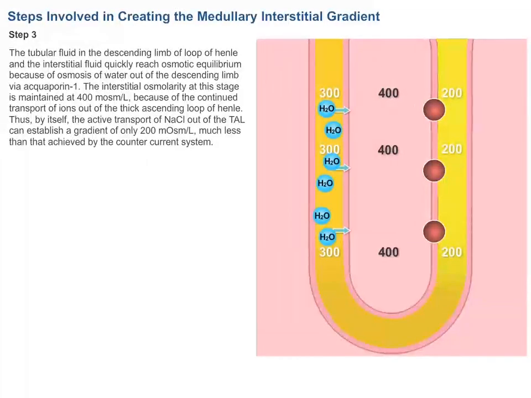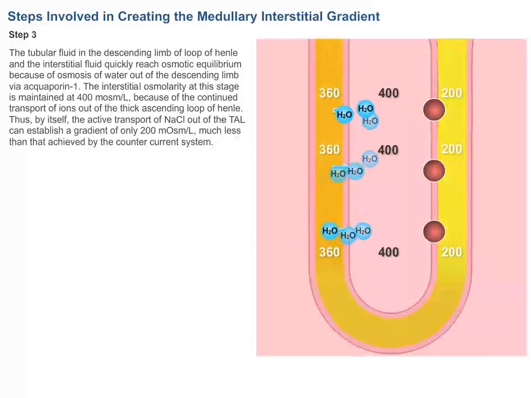In step 3, the tubular fluid in the descending limb of the loop of Henle and the interstitial fluid quickly reach osmotic equilibrium because of osmosis of water out of the descending limb via aquaporin 1. The interstitial osmolarity at this stage is maintained at 400 milliosmoles per liter because of the continued transport of ions out of the thick ascending loop of Henle. Thus, by itself, the active transport of sodium chloride out of the TAL can establish a gradient of only 200 milliosmoles per liter, much less than that achieved by the counter-current system.